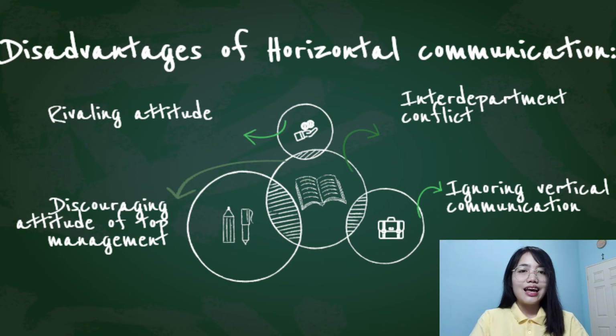And lastly, horizontal communication ignores vertical communication. This is because more concentration on the horizontal communication can work as a substitute for upwards communication and downwards communication, thus resulting in upwards and downwards communication to be ignored.